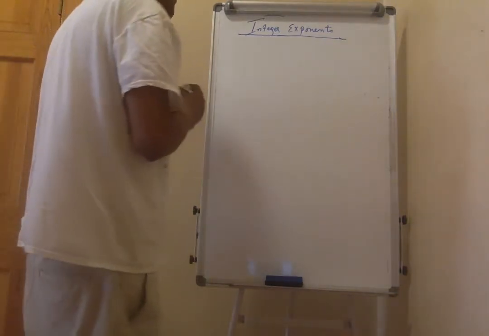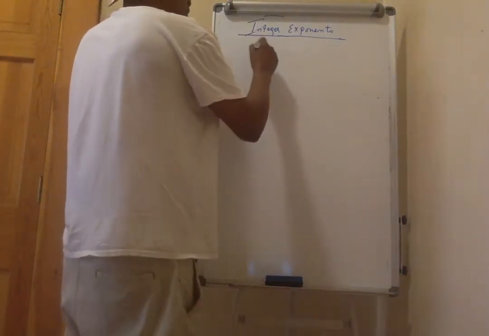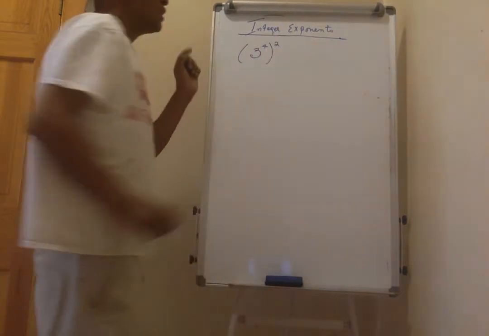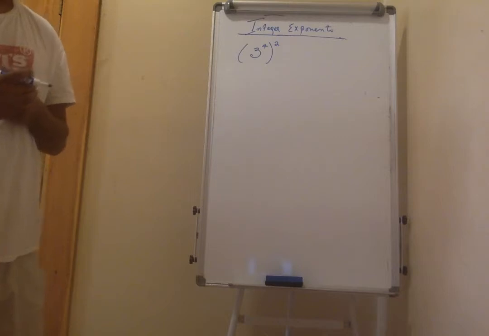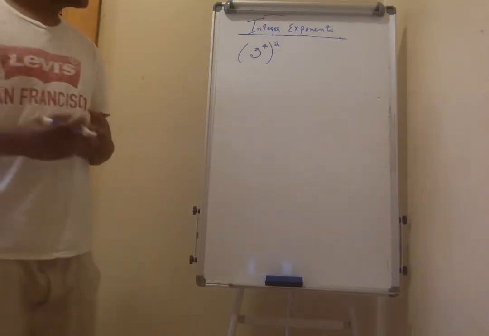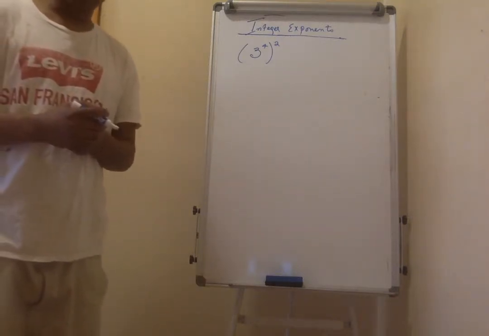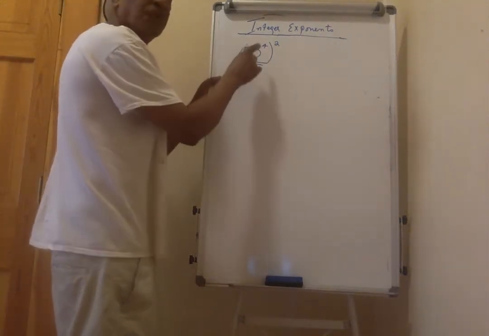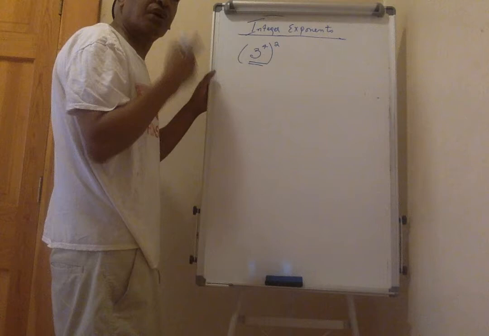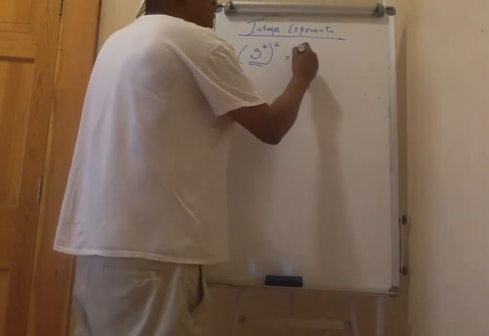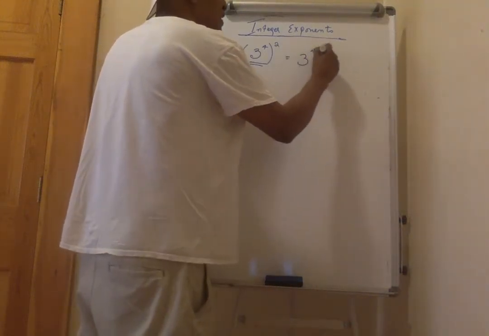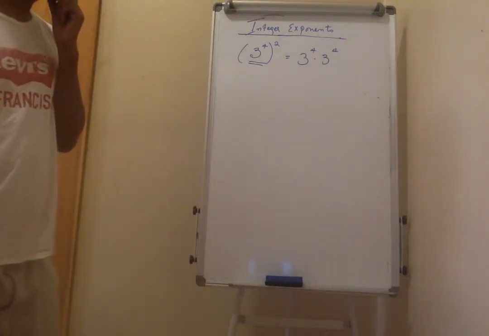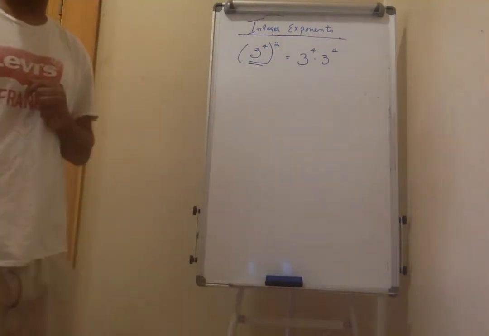Now, let's look at 3 to the 4th power, and that 4th power is raised to the 2nd power. So let's look at this one as just the base, something raised to the 2nd power. What does that mean? This means 3 to the 4th times 3 to the 4th. 3 to the 4th is raised to the 2nd power.